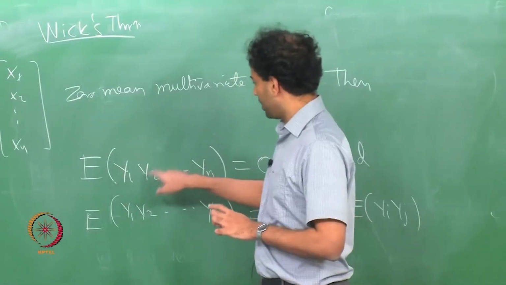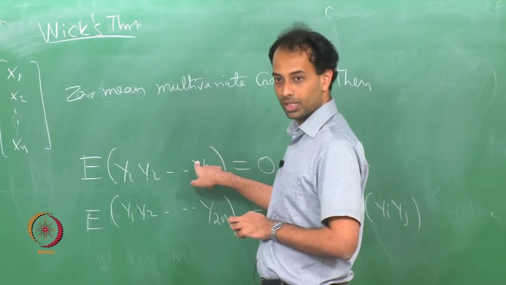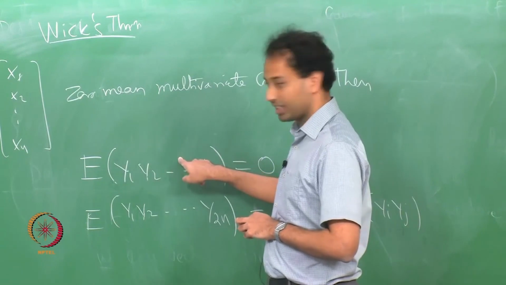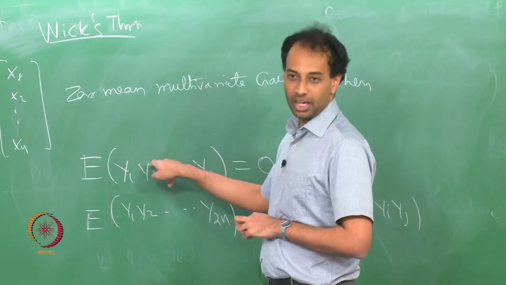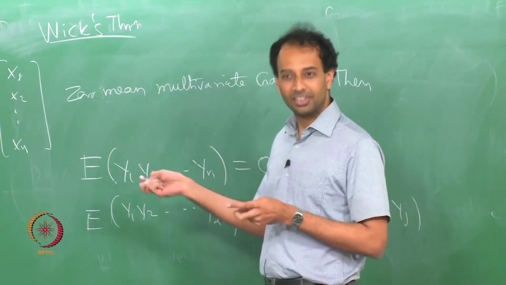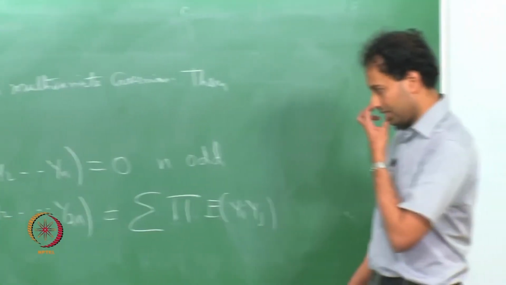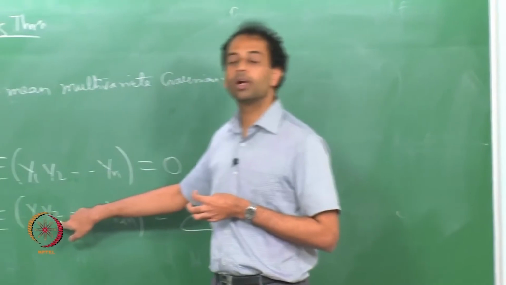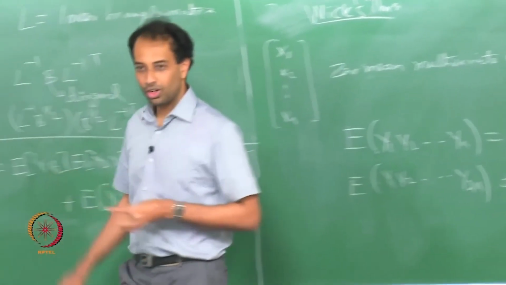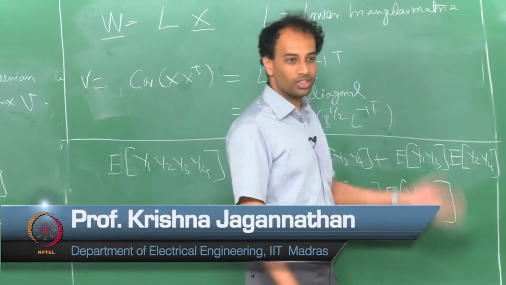You have y1 y2 and so on. Even if some are repeated, let us say I have y1 y2 y3. y1 and y2 could be the same or different, but one of them will always have to be different, so the expectation will be 0. But in the even case, this may be like y1 squared y2 squared or x1 squared x2 squared, in which case I have to write all the x1 x1 x2 x2, x1 x2 x1 x2 possibilities, all of which I have to exhaust.